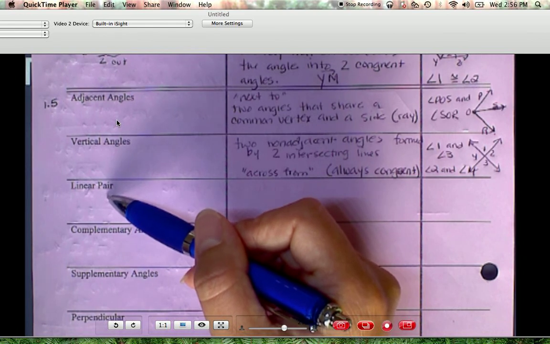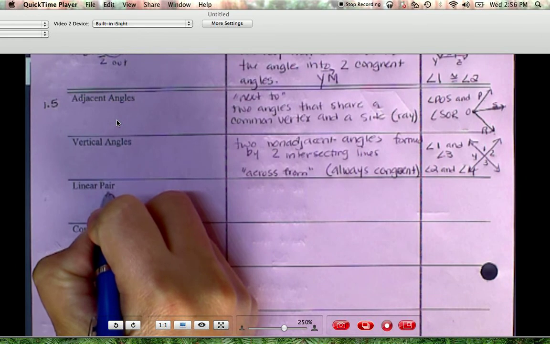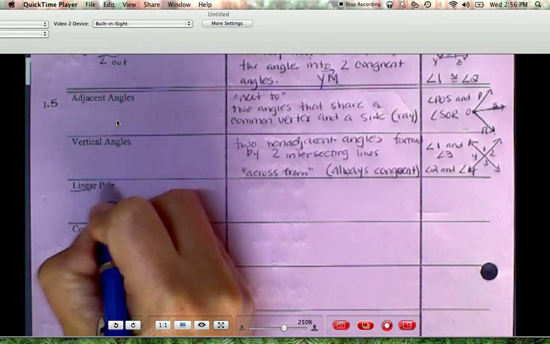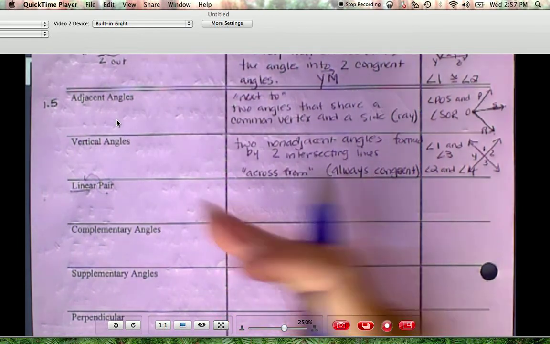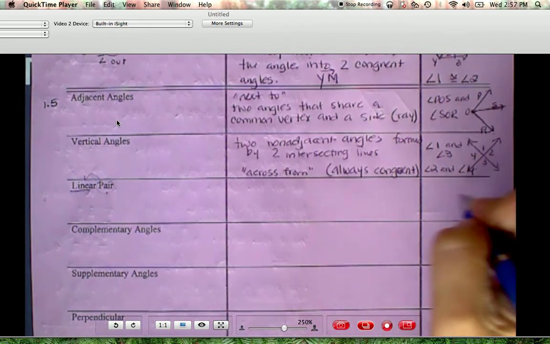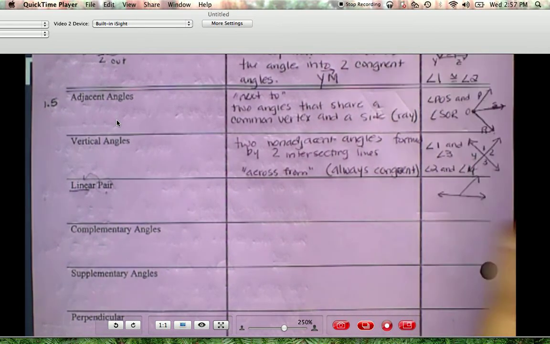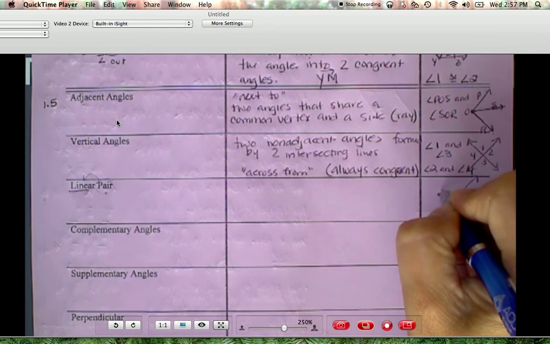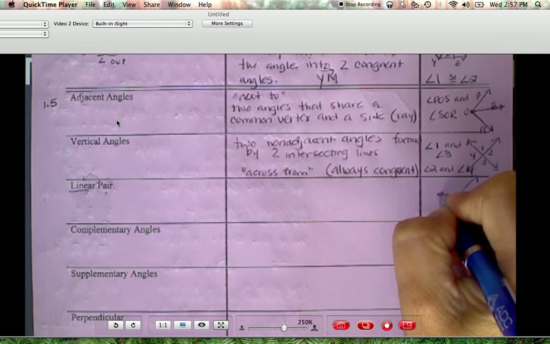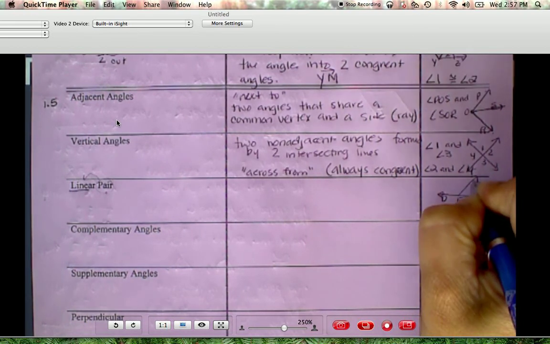So this is how you break this apart: a pair of angles that form a line. So if I have this line, and I'll put D, E, C, and B.